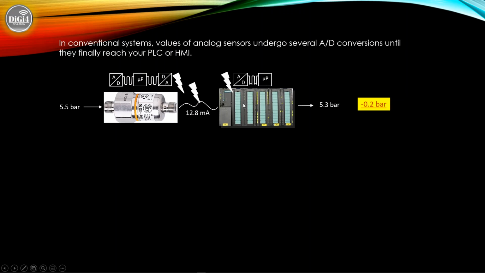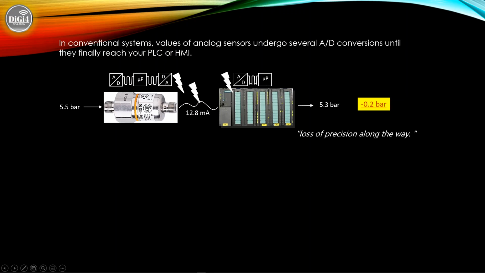The PLC will convert the analog to digital again to process the data. So throughout this process, there will be a loss of accuracy and precision along the way, which we will try to see literally if we can distinguish in this exercise.